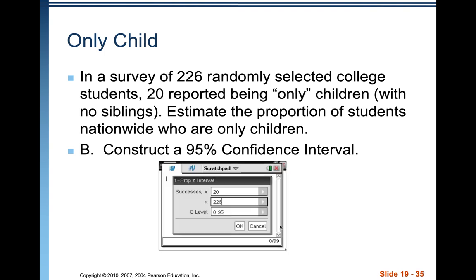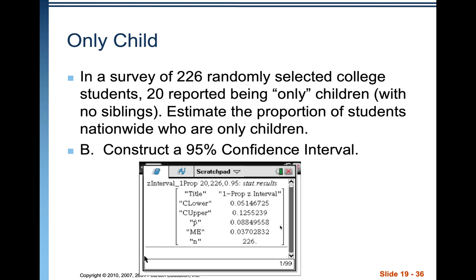Once you do that, you're going to have a menu, and you're going to be prompted to put in the number of successes. So that was 20. The sample size, so 226, and your confidence level, which is 0.95. And then you click OK, and then boom, the CAS gives you everything you need.